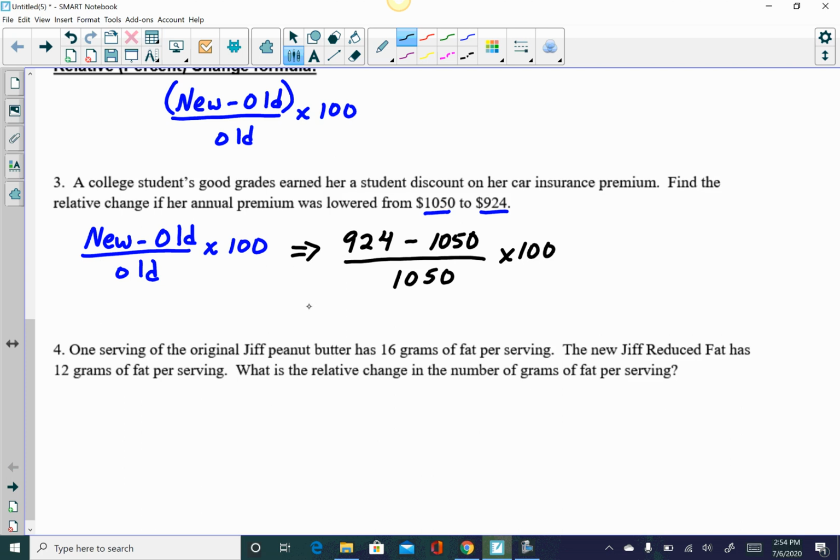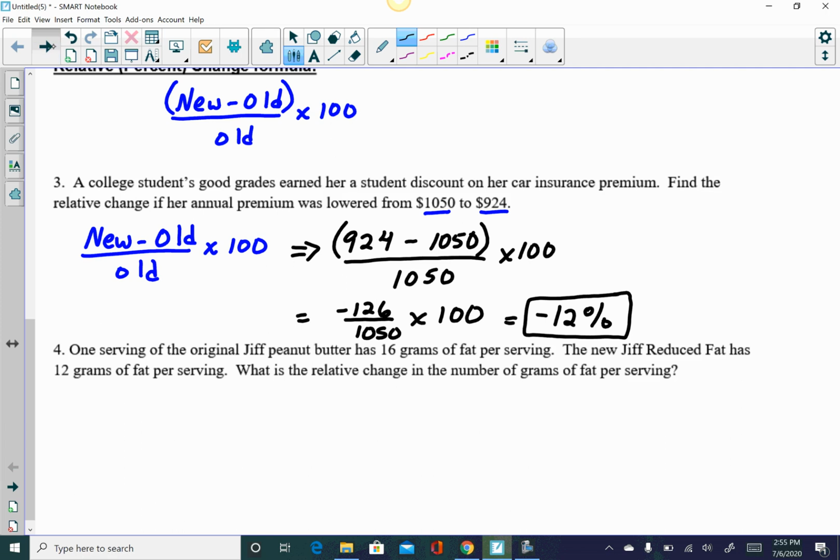And like I said, if you've already watched the class video, normally what I do here is I just go ahead and subtract this. 924 minus 1,050 gives me negative 126. But if you're going to do it all at one time, you need parentheses up here. I like to do it in 2 steps. Just subtract first. Now you can type all of this in your calculator at one time. It's nothing fancy: negative 126 divided by 1,050 times 100, and that should land you at negative 12%. So she's getting a 12% discount. Okay. All right, now I'll let you try number 4.